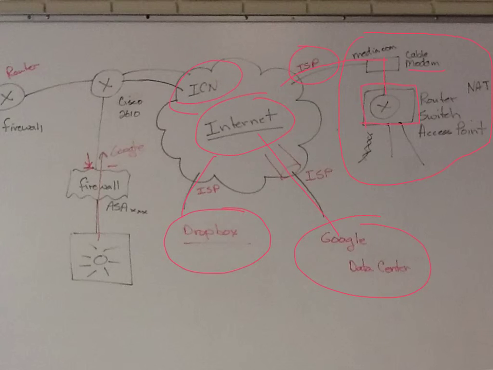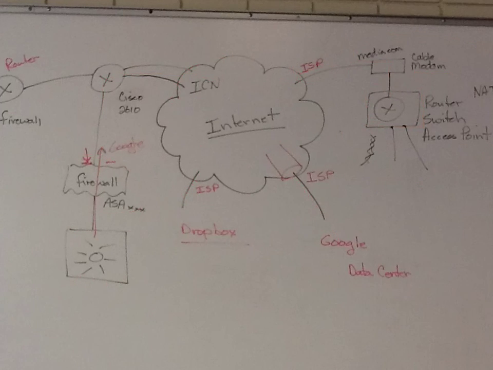The ICN is where NIACC connects in. This is the main part of campus. We have a firewall here, and that connects to the multi-layered switch, which connects different buildings and so forth. And this is the same example of the page before. So that is it for this one.